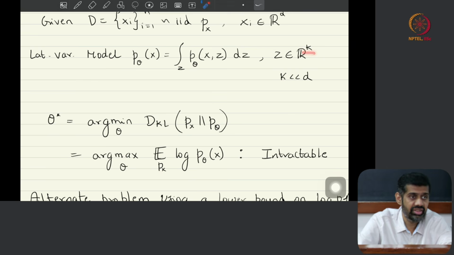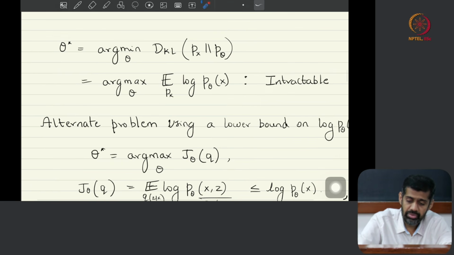It is in some dimensions k, and typically the number of dimensions, number of variables in the latent space is much less than that of the data space. K is much less than d. This is only a typical choice. The model does not demand that k should be less than d.